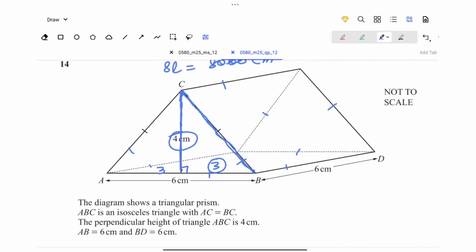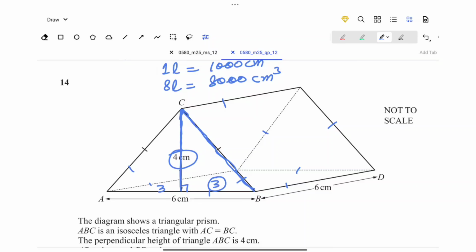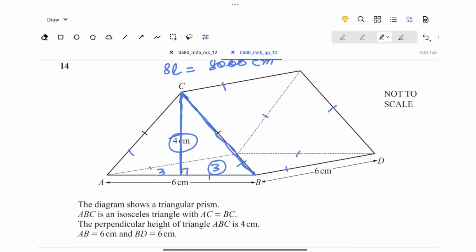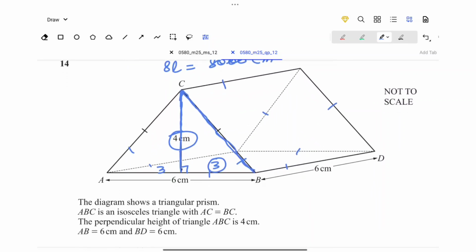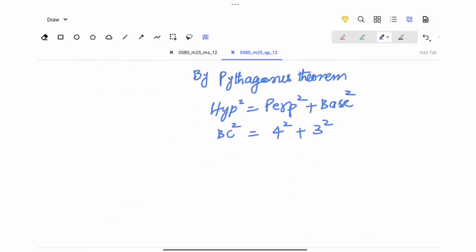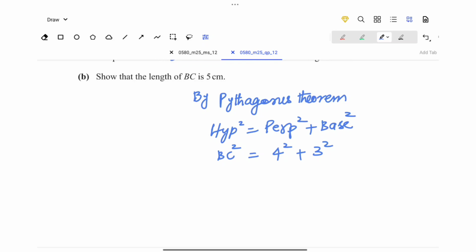Look at it. BC is hypotenuse. Can you see BC? Base is, we can name it: A, B, D are already there, so we can write E. This point is E. So if you name it, BE is base and CE is perpendicular. So look, this is hypotenuse. This is Pythagoras theorem, and hypotenuse BC, perpendicular 4, base 3.